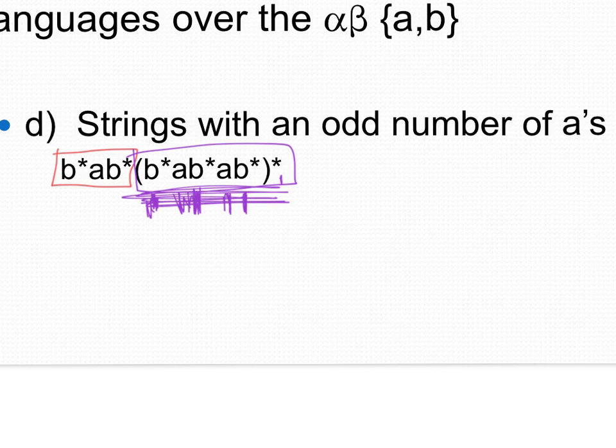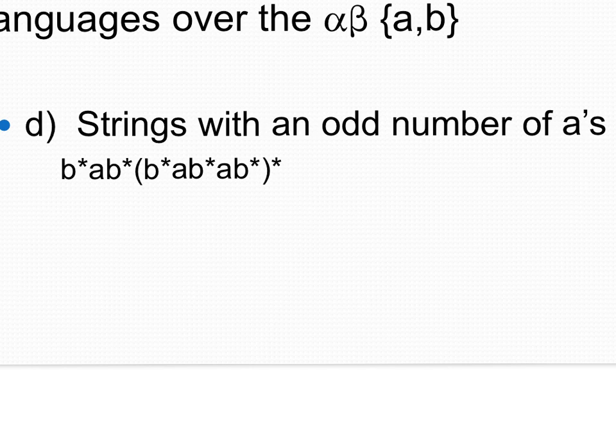So let me just clean that up for you. And you can take a look at it again. Strings with an odd number of A's. So it's strings that have at least 1 A. You have to have 1 A there. And then 0 or more extra bits in there with at least 2 A's each time so that we stay odd.